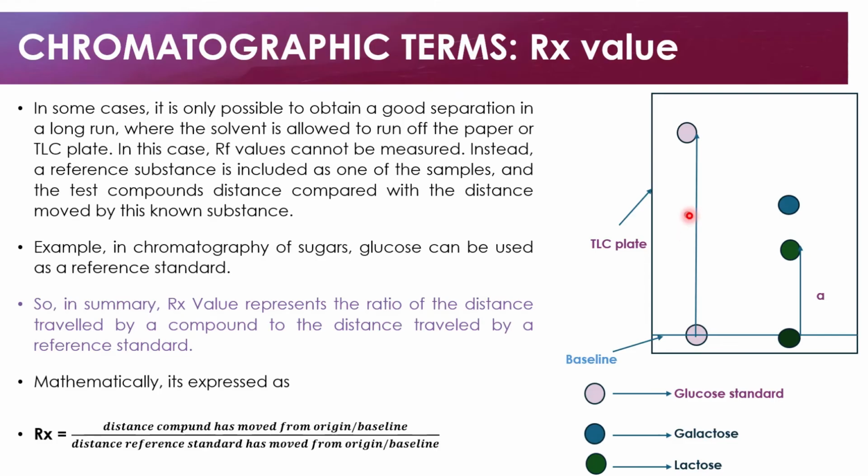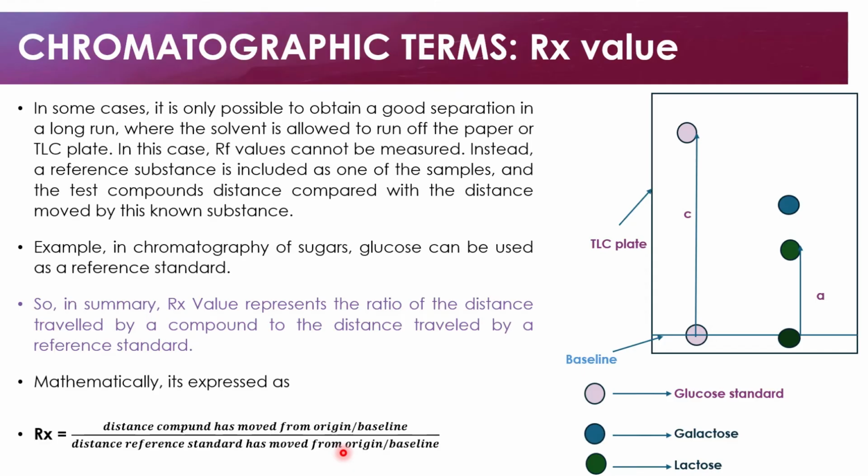And mathematically, this can be written as RS value equal to A, which is the distance traveled by our sample, which is the lactose, divided by C, which is the distance traveled by our reference standard on the chromatogram. But in general, the RS value can be expressed mathematically as the distance the compound has moved from the origin or the baseline divided by the distance the reference standard has moved from the origin or the baseline.